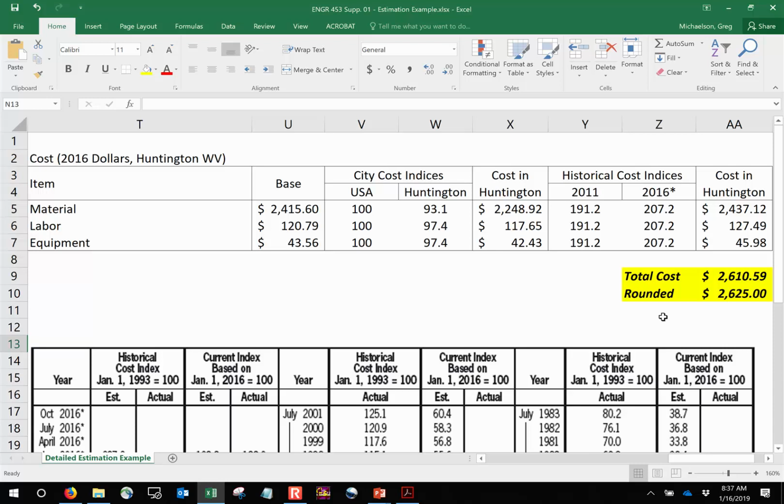Now I'm talking about one element in a structure. In all honesty, if we were talking about a whole building, we'd be talking about millions of dollars, and I'd probably round it to the nearest 10,000 or 100,000 or something like that. But yes.